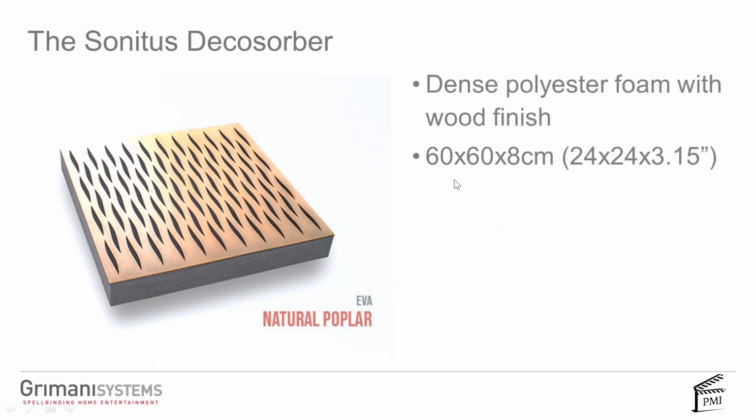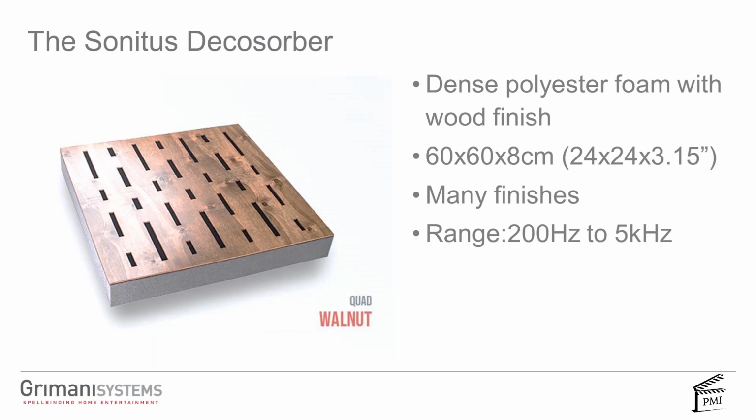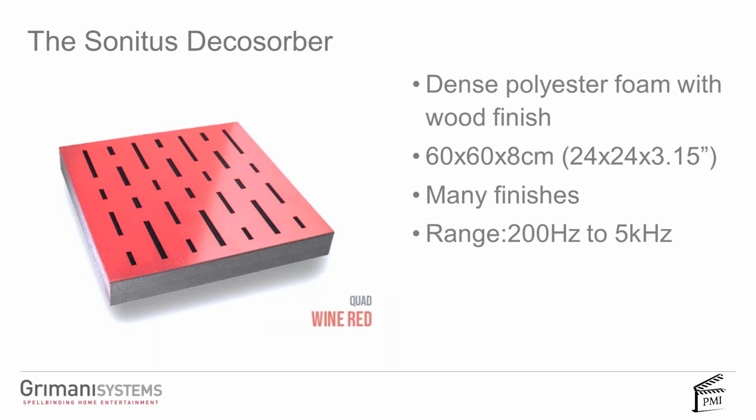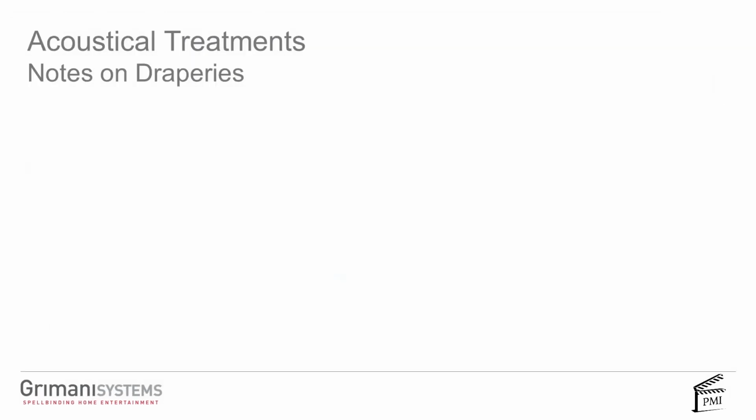So, dense polyester foam with a wood finish, it's 60 by 60 by 8 centimeters, which is 24 by 24 by 3.15 inches. It comes in many finishes, and it works from 200 hertz to about 5 kilohertz. Above that, the energy is largely bouncing off the front of this, which is kind of good to preserve some high frequency energy in the room. Again, there are different finishes. This is one style called the Eva. This is a style called the Quad in walnut. This is the Quad in wine red. This is what's called the Maze, which is more of a low frequency absorber with even less high frequency. So go to the Sonatus USA website and you can see it.